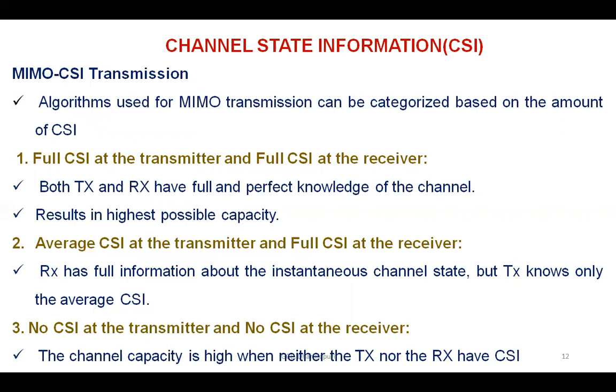The second one, average CSI at the transmitter and full CSI at the receiver. The receiver has full information about the instantaneous channel state, but the transmitter knows only average CSI. The third one, no CSI at the transmitter and no CSI at the receiver. The channel capacity is low when neither the transmitter nor the receiver has CSI.